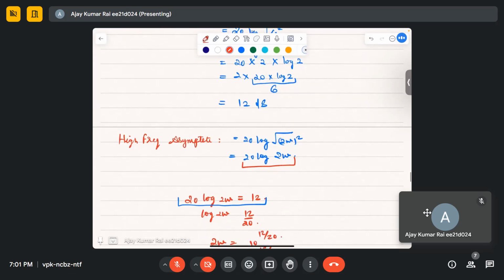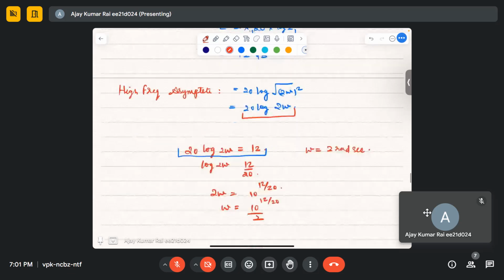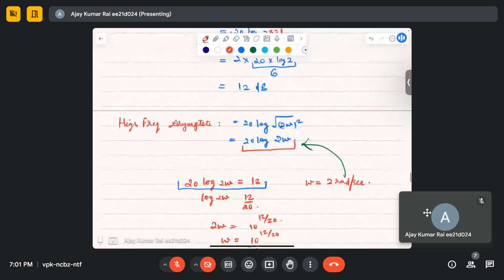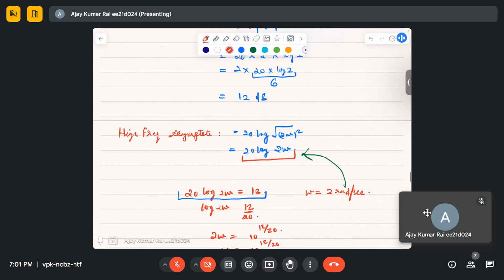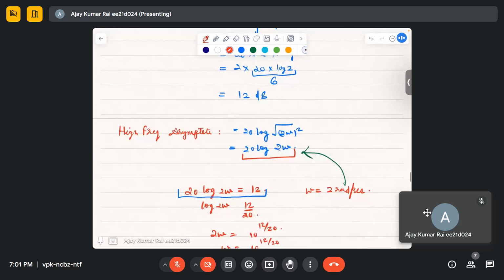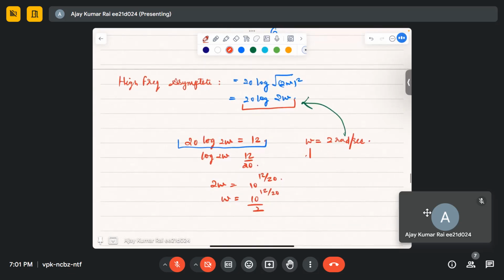So you can see here, if we put omega equal to 2 radian per second, what will you get? If you put omega equal to 2 radian per second, you will get the value as 12 dB. Okay, you're getting it. So at what omega will you get 12 dB? That's what we are trying to find out. At omega equal to 2, you'll get 12 dB. So that is what the corner frequency is, right?